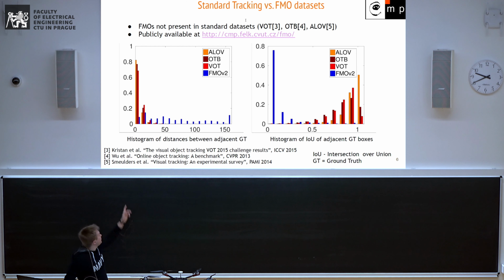And for example, here you can see histograms of object speeds. On the left side, you see that standard tracking datasets have speeds less than 10 pixels per frame, and we introduced a new dataset which would cover all the range of speeds from 0 to 150, and this is the intersection over union. Basically, it's a measurement of how far away they are from each other, and you can see that we introduced a new dataset which is quite different from the others.